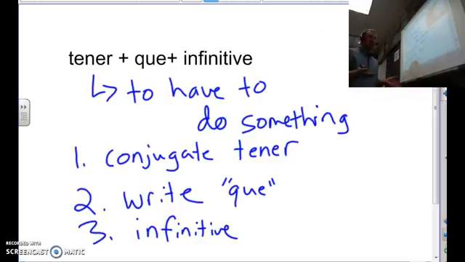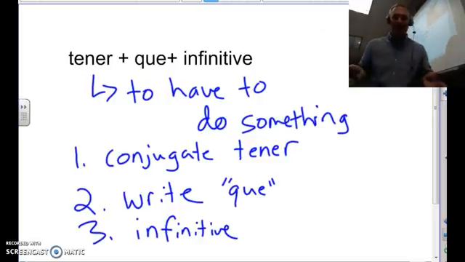Que, what does it mean? Que normally means what? Que means that. But in this formula, it has no meaning. And I don't even know what it means. We just write it. So let's do an example.